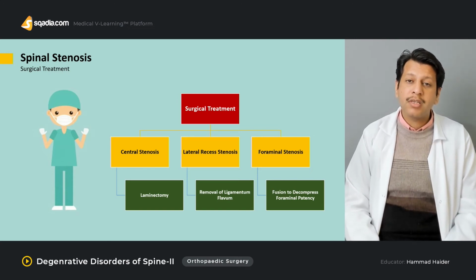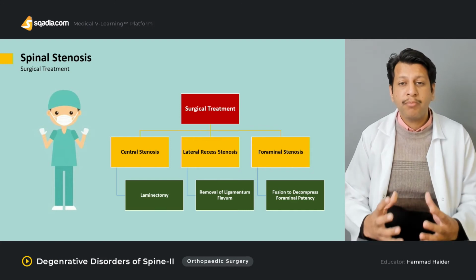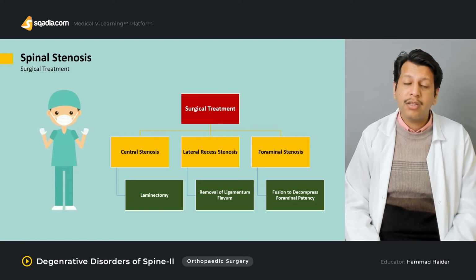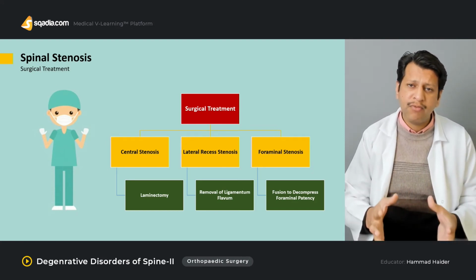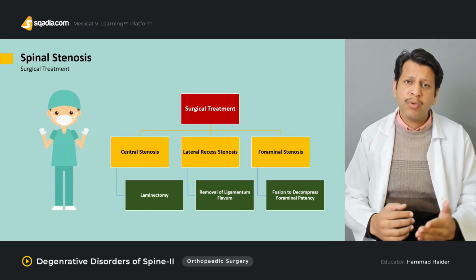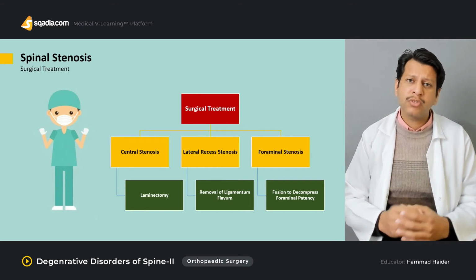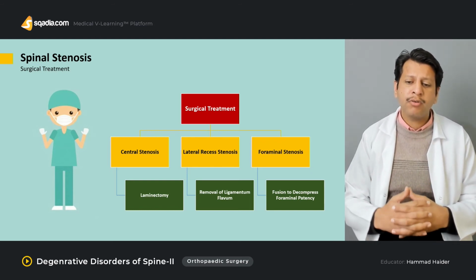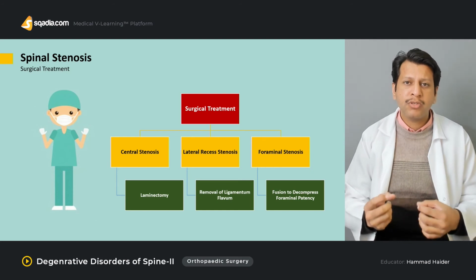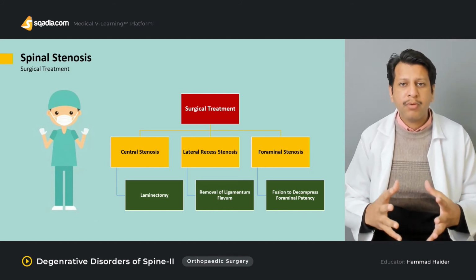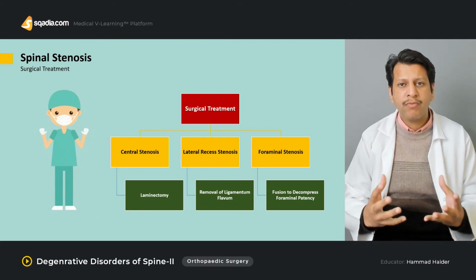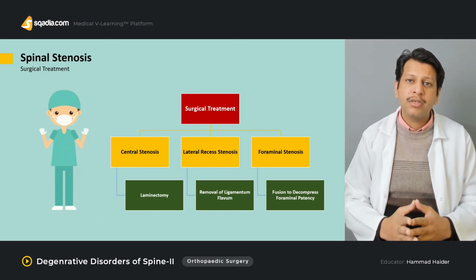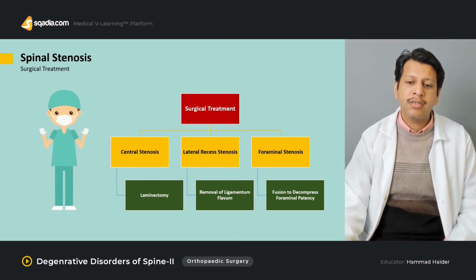Then we'll be discussing the surgical options for spinal stenosis, whether it is central stenosis, lateral recess stenosis, or foraminal stenosis. And we'll briefly discuss why a given treatment is usually preferred, because it depends upon the cause of the stenosis. For example, if we are talking about foraminal stenosis, the most common cause is narrowing of the foramen. If we are not going to deal with the foramen, then probably the foraminal stenosis will not go away. Therefore, we'll briefly discuss the actual reason why these surgeries are done in this type of stenosis.